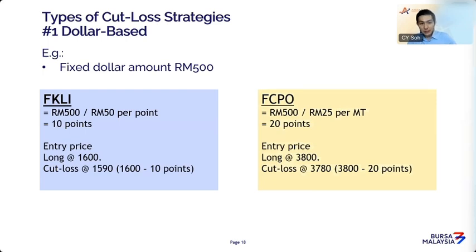Similarly for FCPO, 1 point is $25 per metric ton. So you take $500 divided by $25, which is equivalent to 20 points. Same thing, if you buy an FCPO contract at 3,800, your cut loss is to minus 20 points from it, so it would be 3,780.